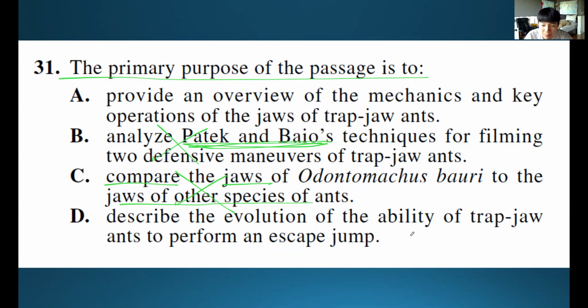Describe the evolution of the ability to perform an escape jump. Are they talking about the evolution? No. So what's the answer? It's obviously A. The evolution of the ability to perform an escape jump is something they might have mentioned, but that's not the main purpose. Again, all 3 of these they might have mentioned, or they wouldn't put them in the answer choices, because they want to make the answer choices tricky. But that's not the main purpose. You have to know what the main purpose is.